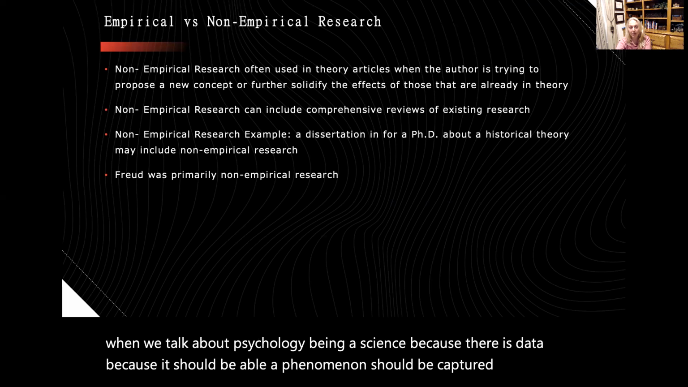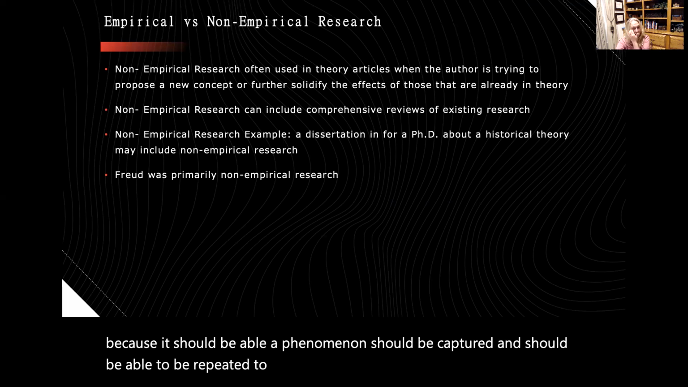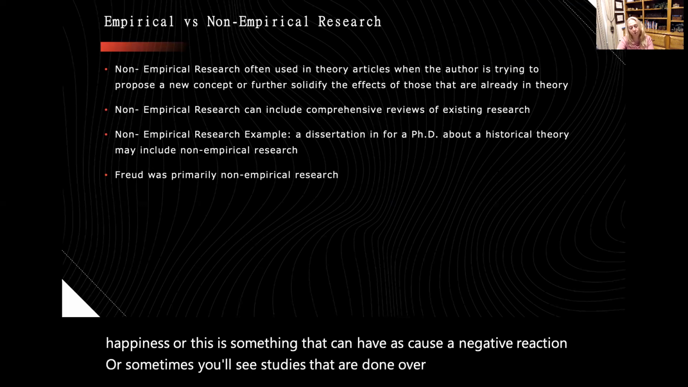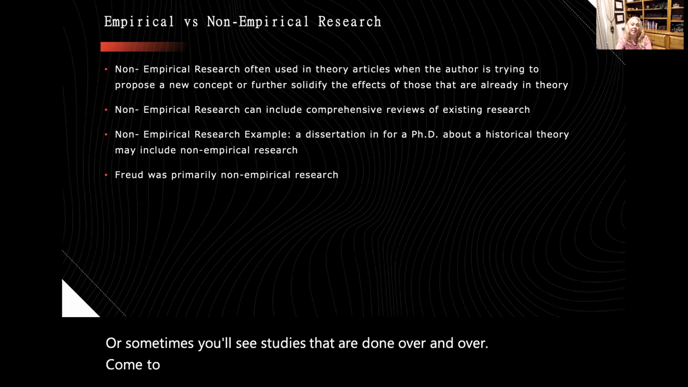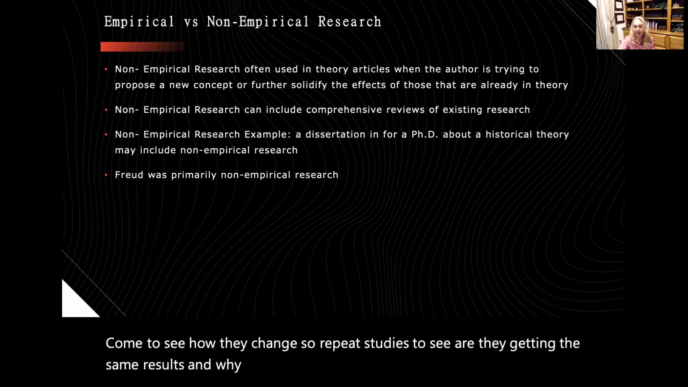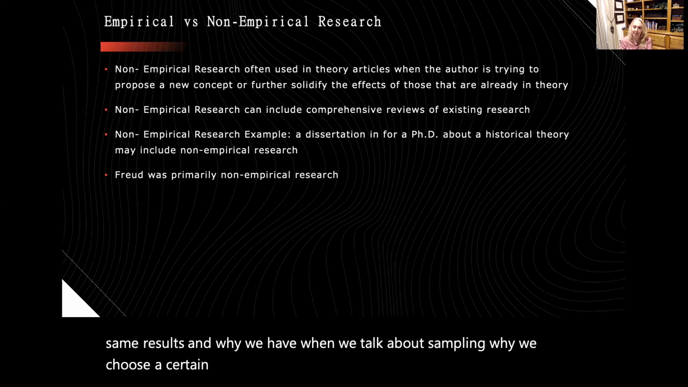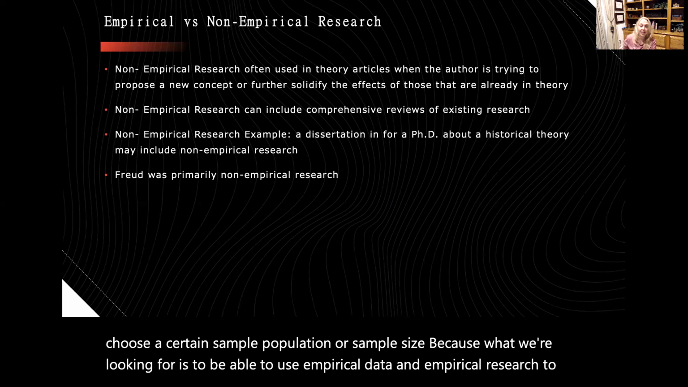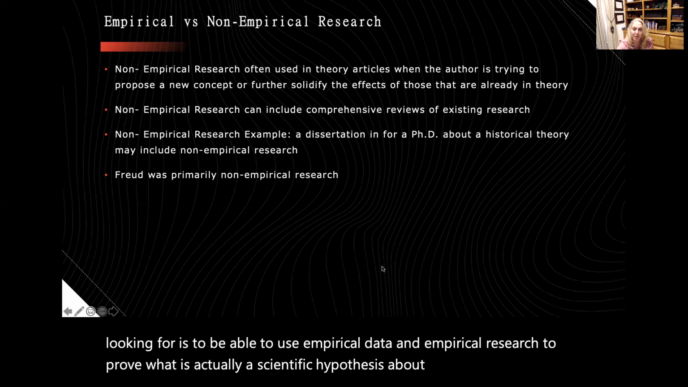should be able to be repeated to know, all right, this is something that causes happiness, or this is something that causes a negative reaction. Sometimes you'll see studies that are done over and over to see how they change. So repeat studies to see if they are getting the same results, and why, when we talk about sampling, we choose a certain sample population or sample size, because what we're looking for is to be able to use empirical data and empirical research to prove what is actually a scientific hypothesis about the human condition and human nature.